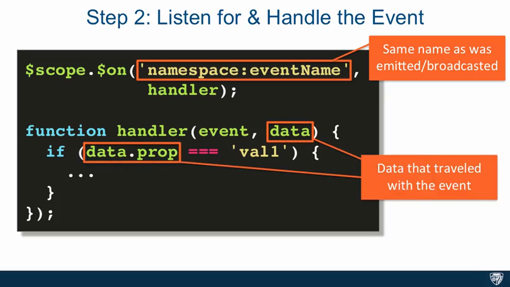This data object is what contains the data that we wrap together with the event when it was emitted or broadcasted. Okay, time to get back to the code editor and see these concepts in action.